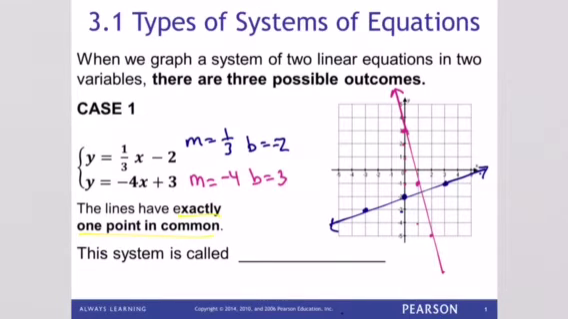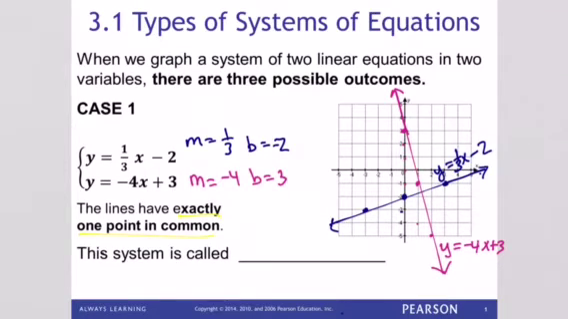Remember to put arrows on your lines because they go on forever. And typically we write the name of the equation beside the line so we know which line is which. So this line is y equals -4x plus 3. And the other line is y equals 1/3 x. We try to write it on the line, but sometimes that doesn't work.